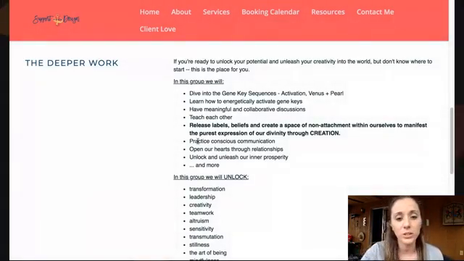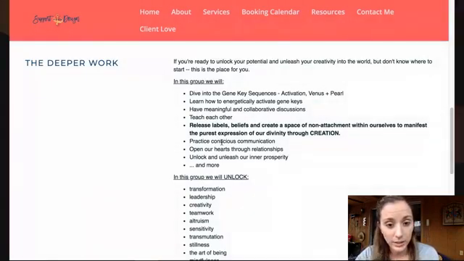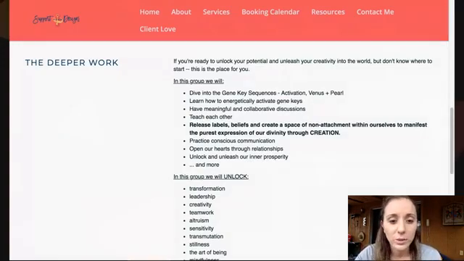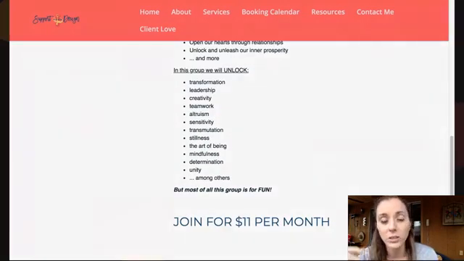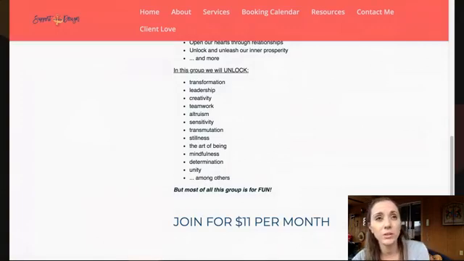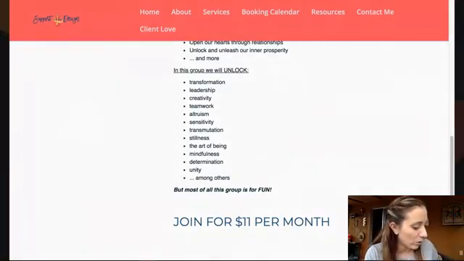And I feel like I want to empower you guys to be able to do this on your own. We're going to practice conscious communication, awareness, open our hearts through our relationships, and unlock and unleash our inner prosperity. And what does that even mean? So here are the things that we'll unlock in the group. Among other things, we're going to work with a lot of the gift frequencies. We're going to talk about what it means to be in the gift frequency and the different ones. Like, I'm going to open up one right now. So I just opened up to the city of honor.